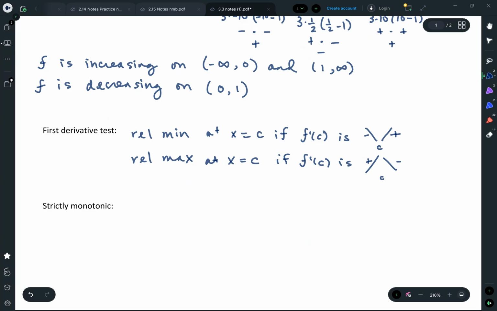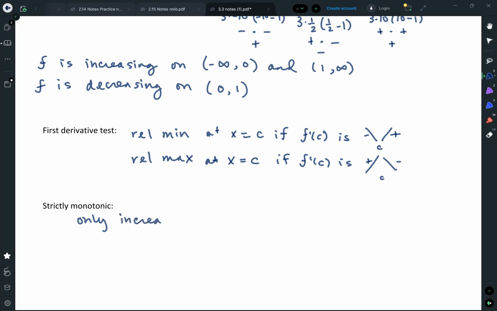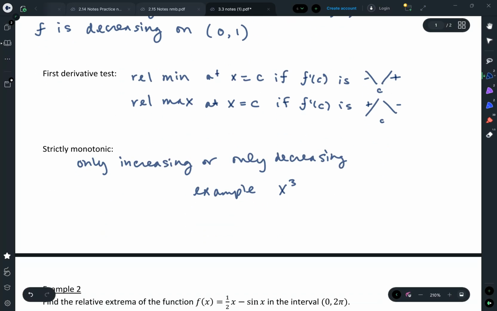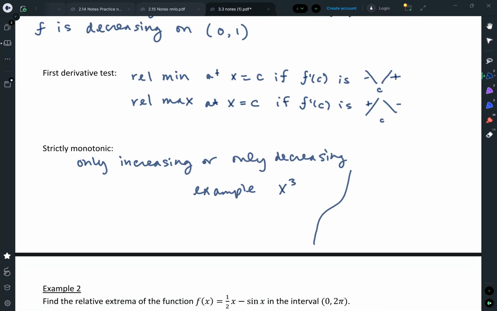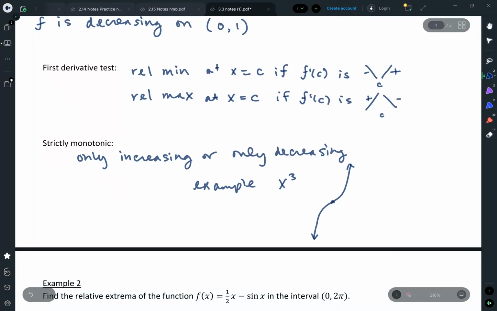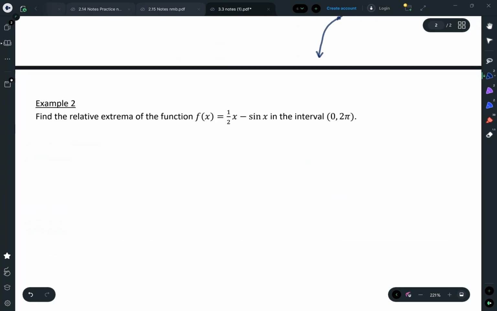A function is strictly monotonic if it is only decreasing or only increasing. So a perfect example of that I'm going to bring up again and again is x cubed. Now x cubed, we know the shape of my function is kind of like this. It's increasing the entire way. It's got some kind of interesting change of shape stuff going on in the middle, but my graph is always going up. So it is only increasing. It is a monotonic function. Just kind of a vocab thing here.